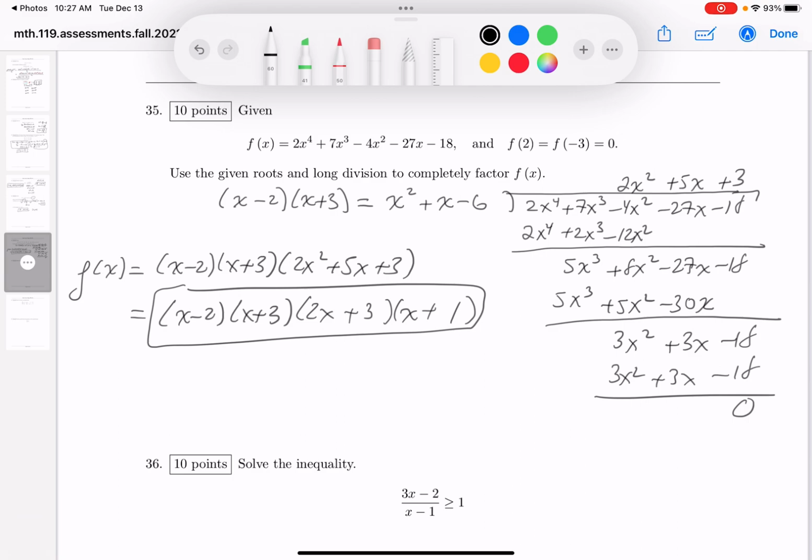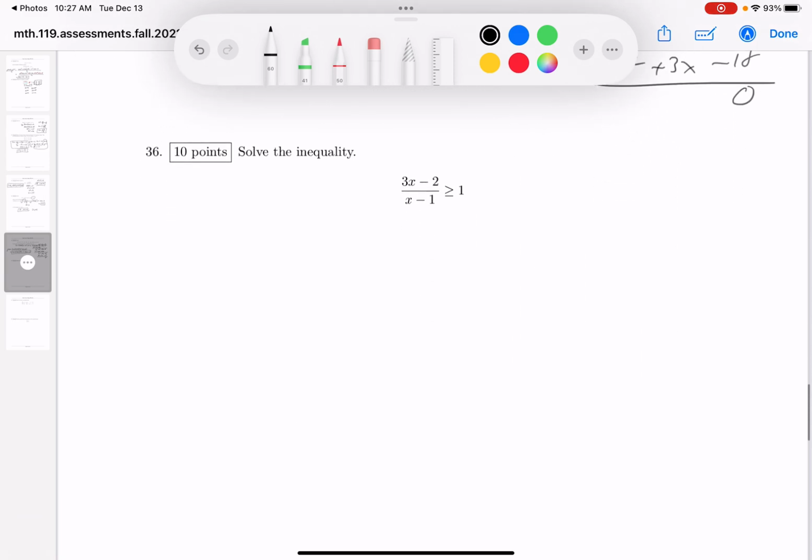So we're given a polynomial. We're given 2 of its roots. Use long division to completely factor. We completed it. All right, this is an inequality problem.